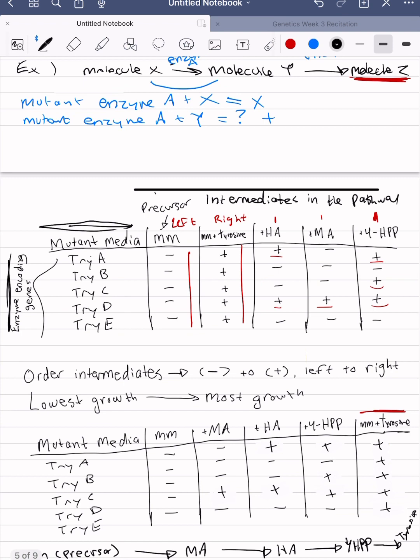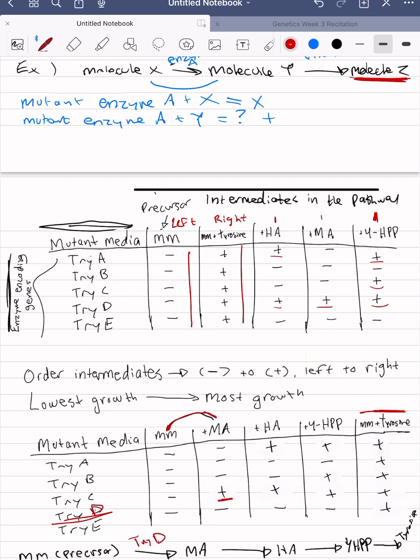Now, reading this, we see that from minimal media to MA, growth occurred in tyrosine D, the gene that's labeled tyrosine D, which would mean that tyrosine D is the missing link, or the enzyme that codes for going from the precursor or from minimal media to MA. So tyrosine D converts the precursor or minimal media into MA.